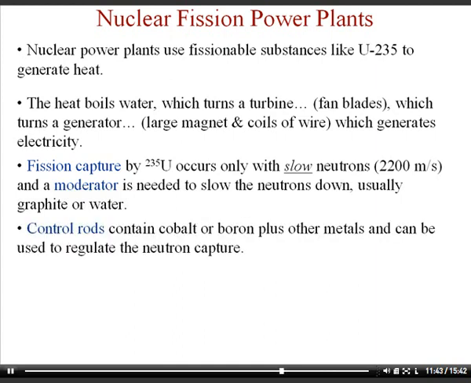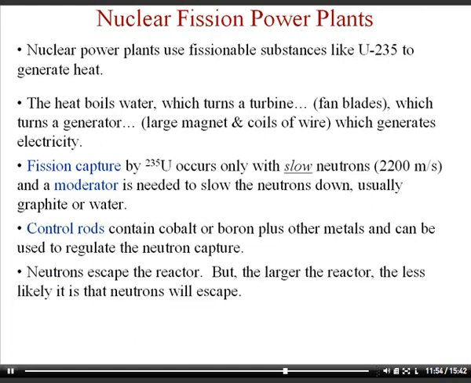Control rods containing cobalt or boron plus other metals can be used to regulate the neutron capture. So you don't want all of the neutrons to be captured, only a fraction of the neutrons to be captured, so you can control the process.